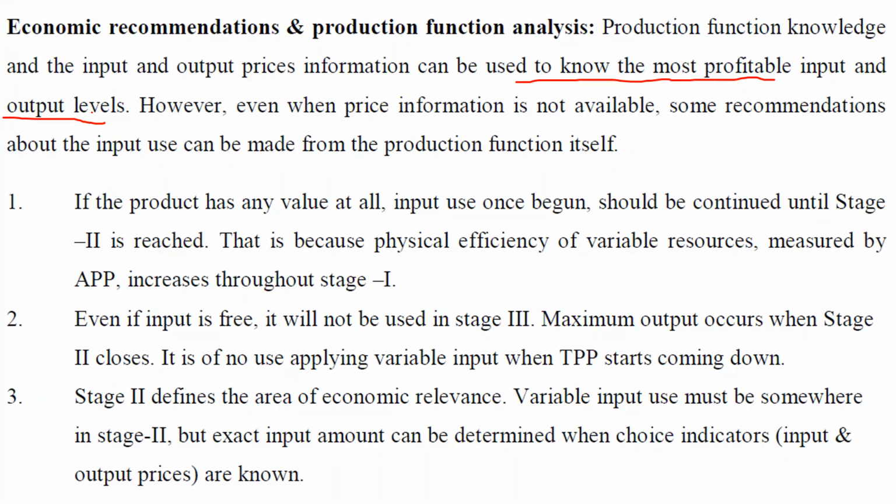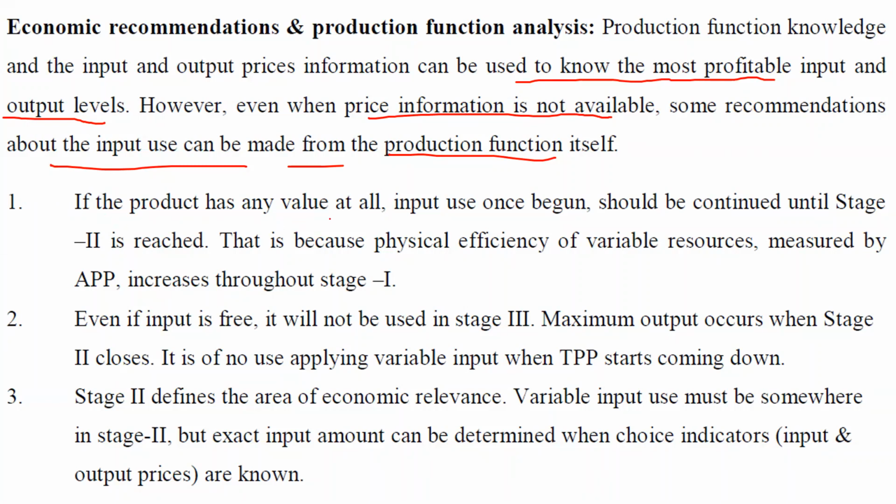output decide करते हैं. लेकिन however, even when price information is not available, some recommendation about the input use can be made from production function. अगर हमें prices की information नहीं भी हो तो भी production function use से हम optimum input use के बारे में recommendation दे सकते हैं. तो पहला recommendation क्या होगा?